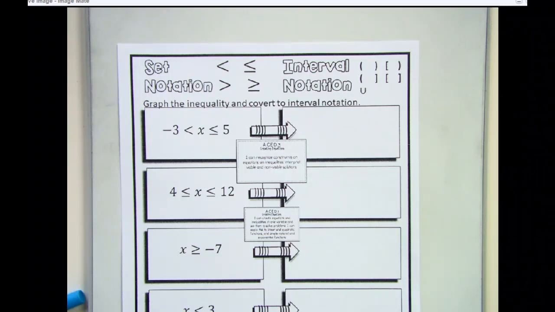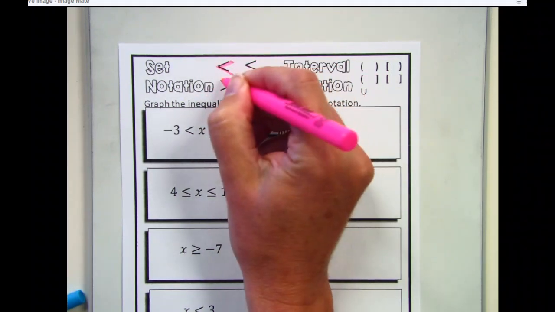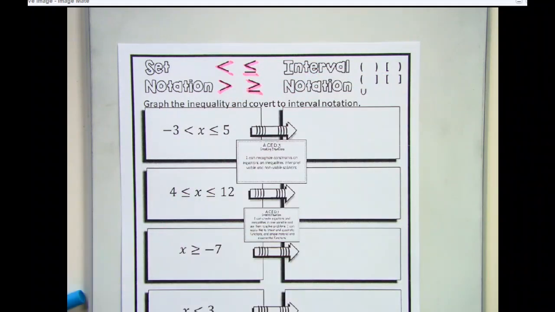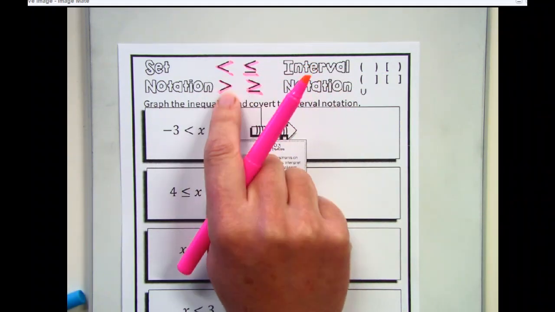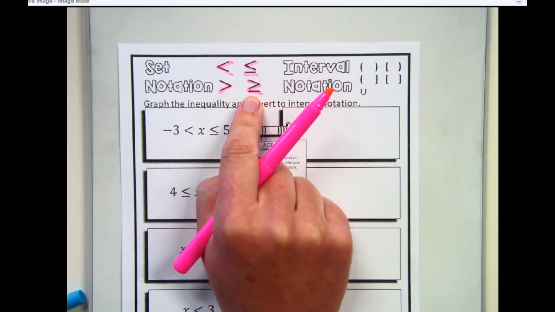Okay, we are taking a little detour from what we've been doing to learn a new notation, meaning a new way to write stuff down, kind of a shortcut. Now, you guys should be pretty good at set notation. Set notation is what I'm highlighting right here. We've got our less than, greater than, less than or equal to, and greater than or equal to. We're used to seeing those.